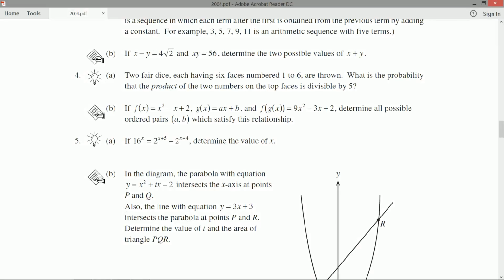This is the one that we actually need to explain. If f of x is x squared minus x plus 2, g of x is ax plus b, and f of g of x is 9x squared minus 3x plus 2, determine all possible ordered pairs (a, b) which satisfy this relationship.